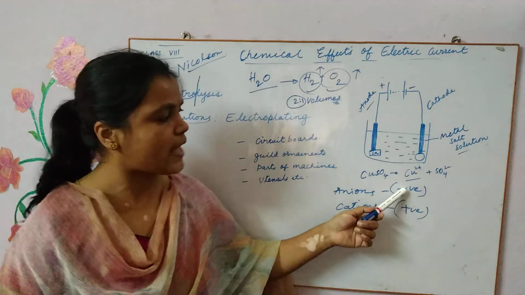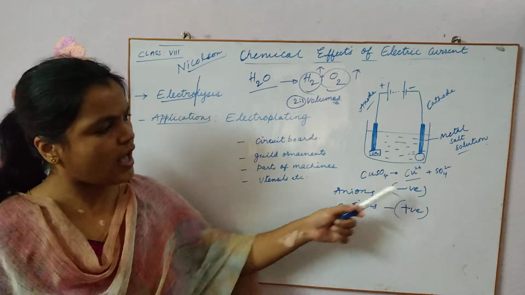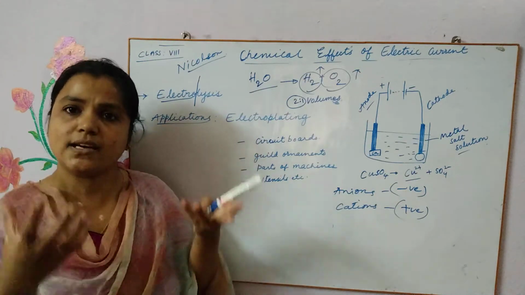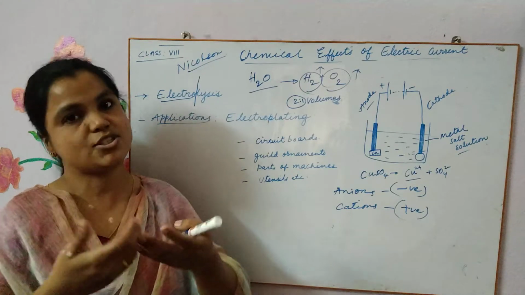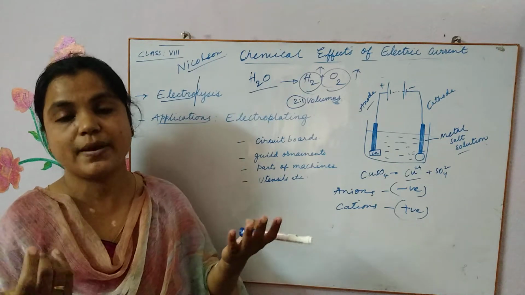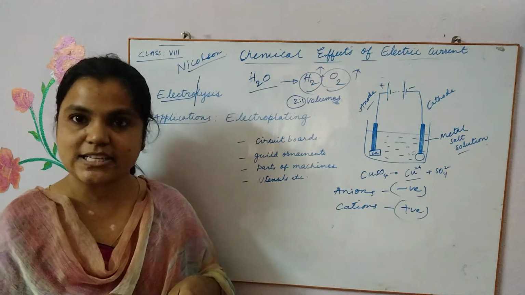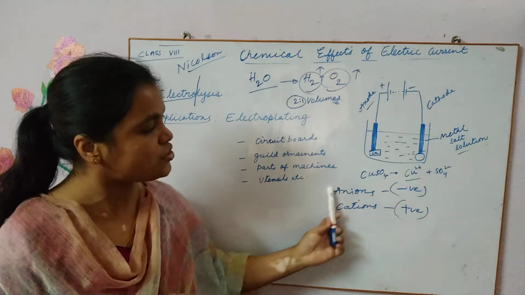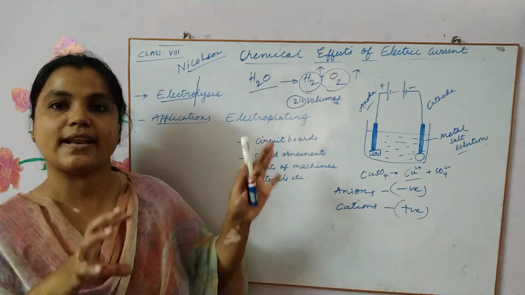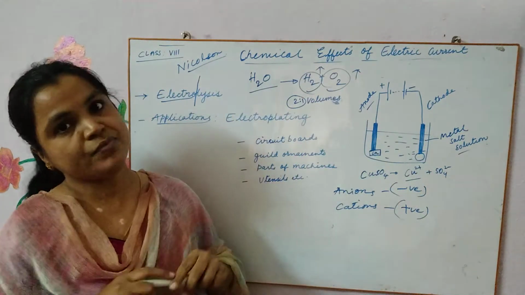Now we know that these ions, the like charges repel and the unlike charges attract each other. So the negatively charged ions are always attracted towards a positive electrode.